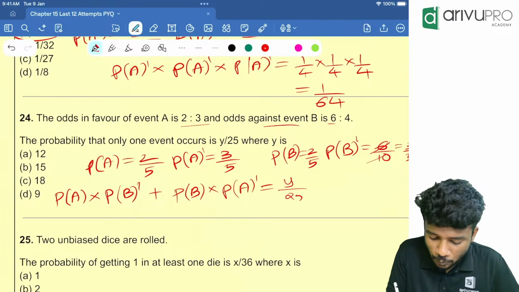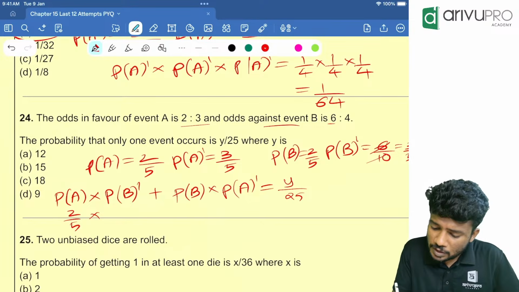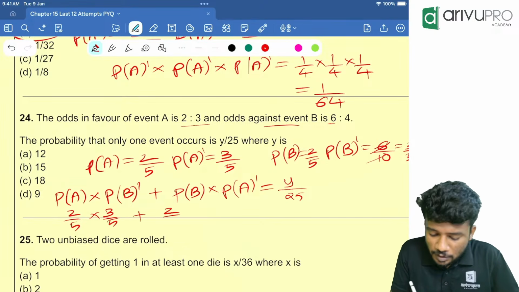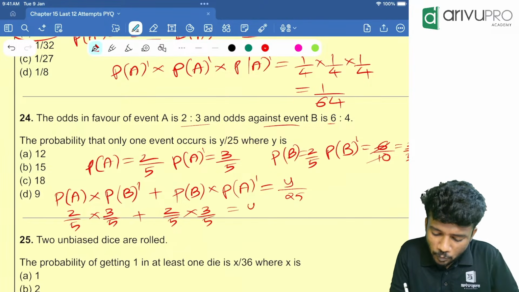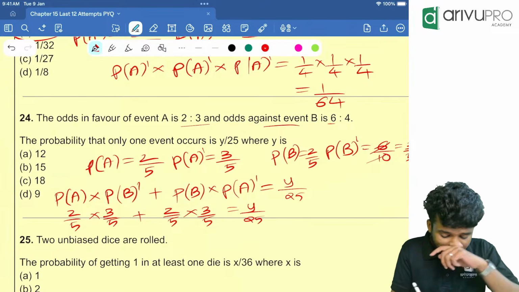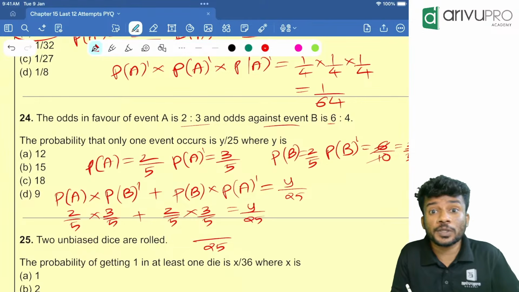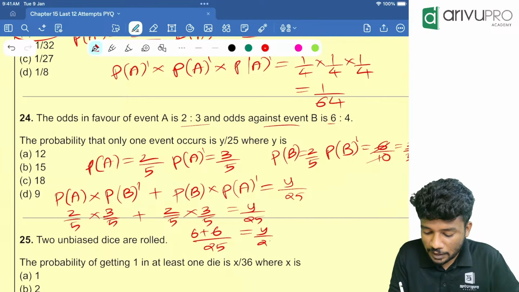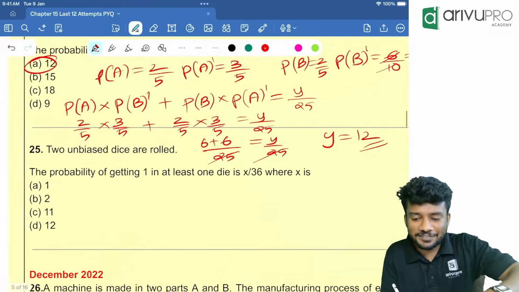Y divided by 25. P of A is how much now? 2 by 5 into B complement is how much now? That is 3 by 5. Correct? Yes. Plus P of B is how much? 2 by 5 into A complement is how much? 3 by 5, which is equal to Y by 25. People, 5 into 5 in the denominator, everything is 25. So 2 into 3 is how much? 6. 2 into 3 is how much? 6. Which is equal to Y by 25. From that, cancel. Y is equal to how much? 6 plus 6, that is 12. Option A is your answer. Very easy, very, very easy.